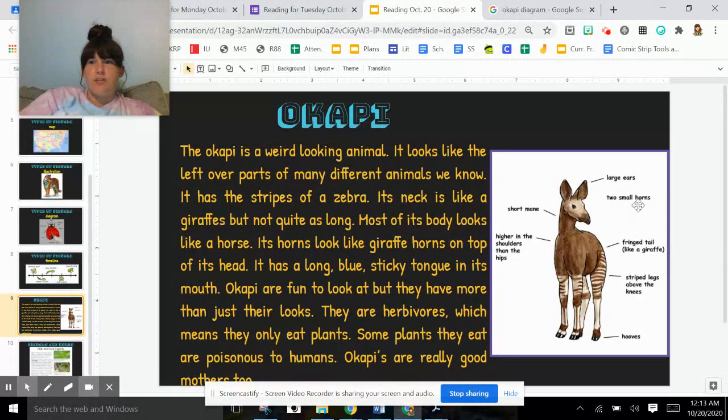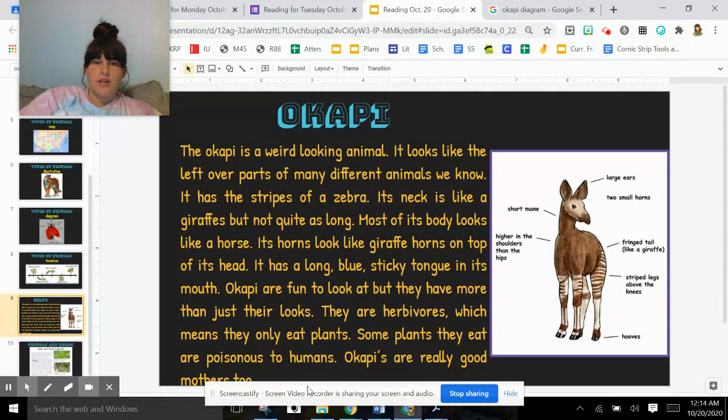And then there's things that are labeling it. So it's labeling its large ears, two small horns, a short mane, higher in the shoulders than the hips. So it's saying its hips are lower than the shoulders are. So hooves, it's got all the labels in here labeling the parts of our okapi. So what this standard is telling us is that this visual, this diagram is teaching us something, and so are the words, okay? And normally they're close to teaching the same thing, but sometimes there's surprises.